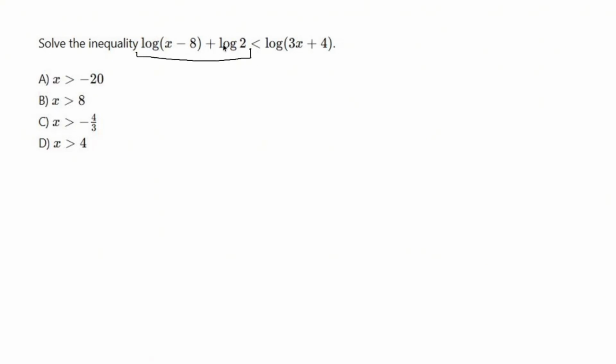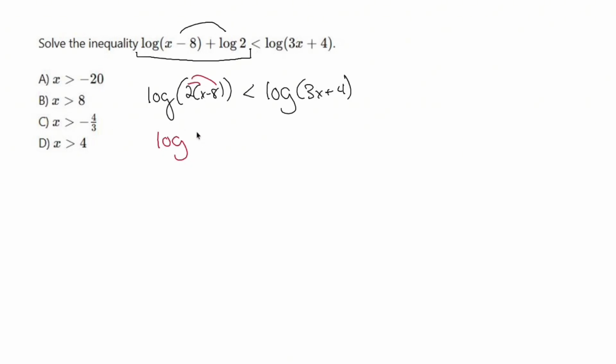A log of stuff plus a log of stuff means I multiply the insides. So you're going to have log of 2 times (x minus 8). I know I wrote that kind of backwards, but I like viewing the distributive property that way. That's going to be less than log of (3x plus 4). So let's quickly distribute here. Log of (2x minus 16) is going to be less than log of (3x plus 4).